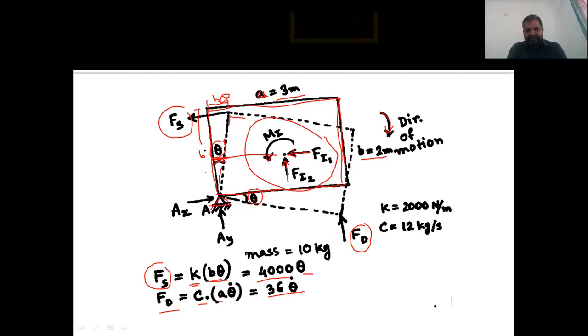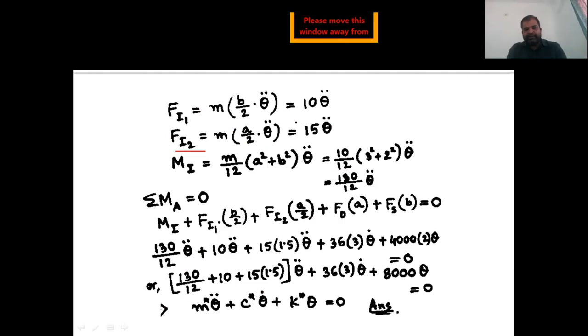So if you say Fi2, which is this, I need to find out this displacement, which is nothing but a by 2 into this theta angle. So a by 2 into theta. So m into a by 2 into theta, which is this. If you put all the values, it comes to 15 theta double dot, then you find out mi.